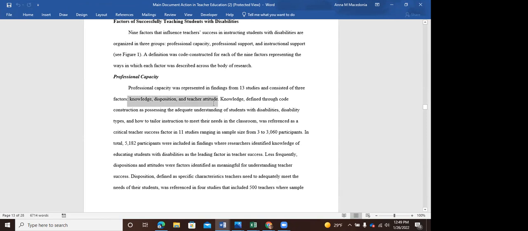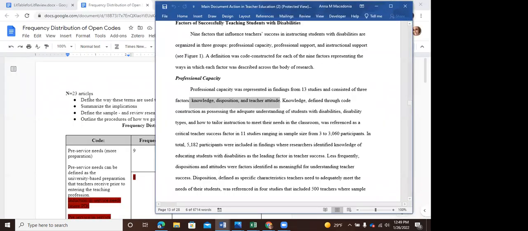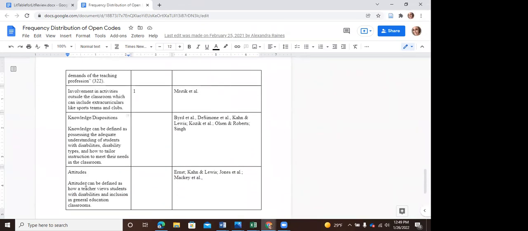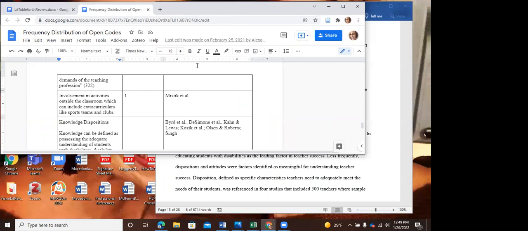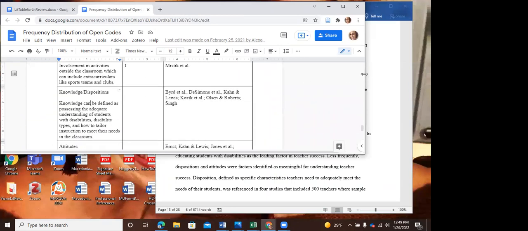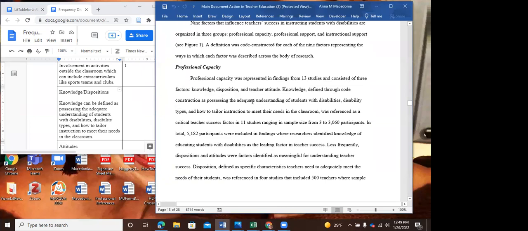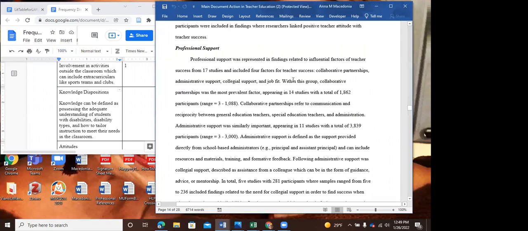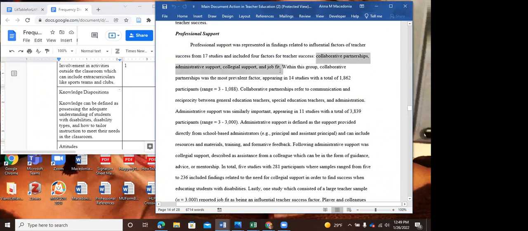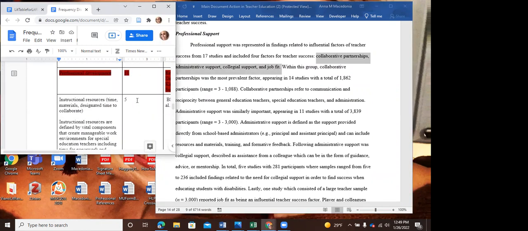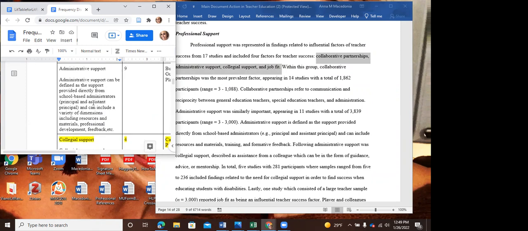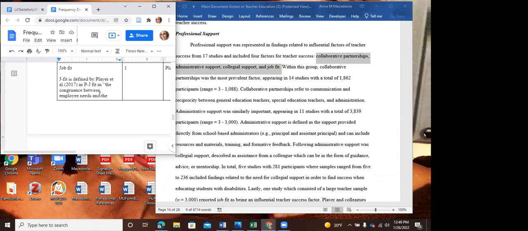So I showed within these factors, we have these knowledge dispositions and teacher attitudes, which were codes that were established down here. So we have knowledge dispositions and attitudes. So those were themes that I identified in this table. And then here they are again in this manuscript. The next category was professional support. So I have collaborative partnerships, administrative support, collegial support, and job fit. Again, these are codes that I identified. So you have collaborative partnerships, collegial support, administrative support, and then job fit.